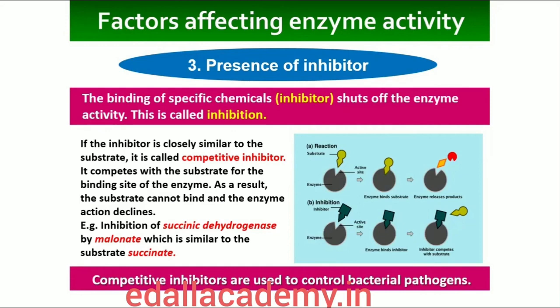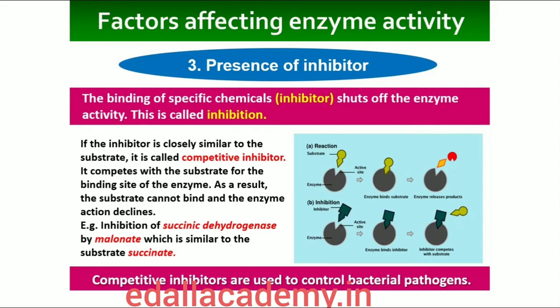When the binding of the chemical shuts off the enzyme's activity, the process is called inhibition and the chemical is called an inhibitor. When the inhibitor closely resembles the substrate in its molecular structure and inhibits the activity of the enzyme, it is known as a competitive inhibitor.